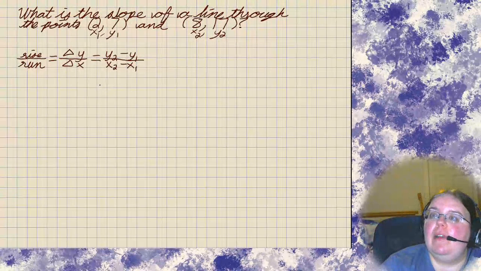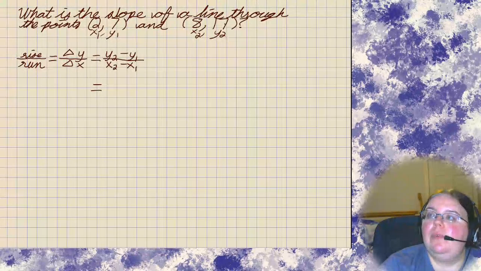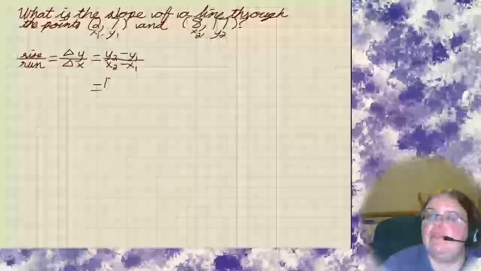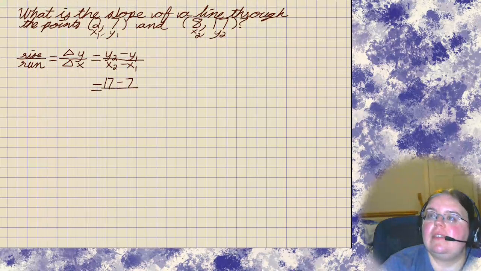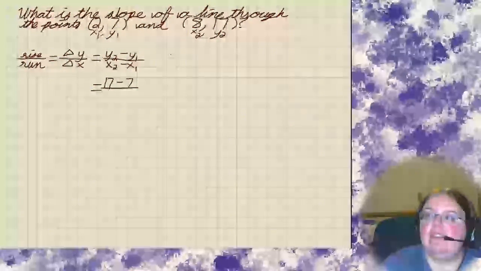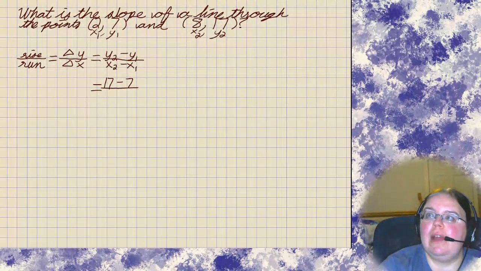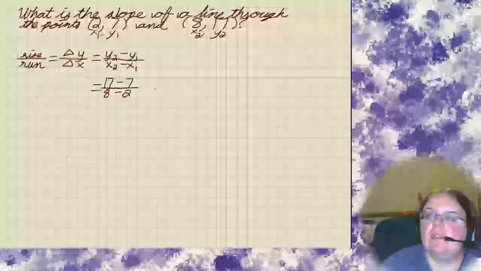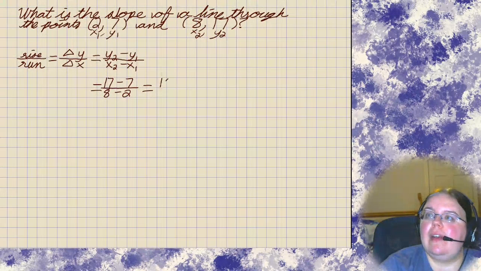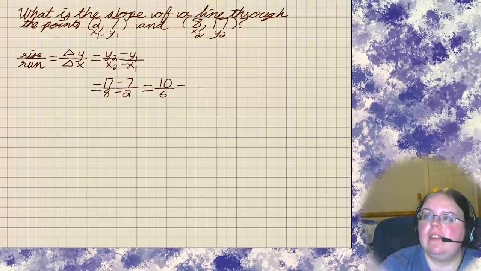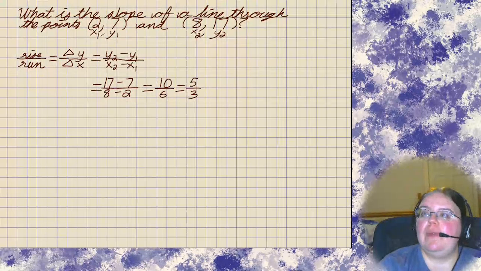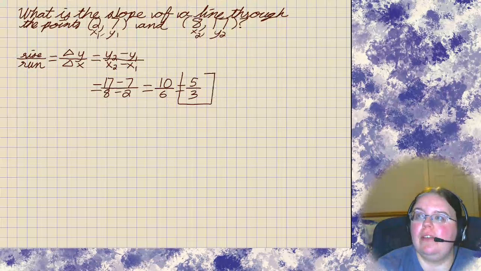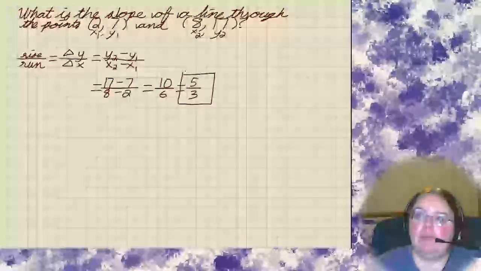So in this particular problem, we're going to have our y value 17 minus our other y value 7. Now I'm going to line up the x values of the same point underneath those y values. So I'll have 8 minus 2. There I'll have 10 over 6, which I see I can simplify to 5 over 3. Those are both prime, so I know I can't simplify it any further. So that is my slope. That's really all there is to it.